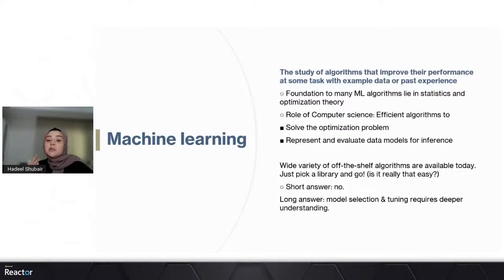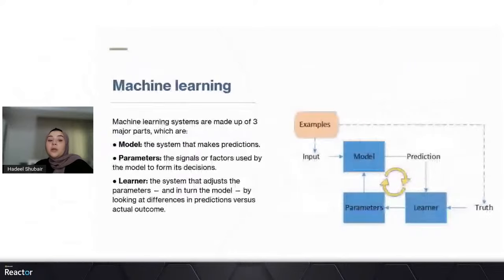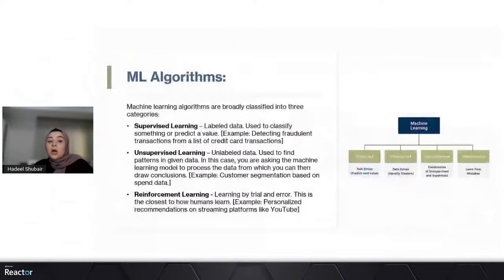Machine learning is the study of algorithms that improve their performance at some task with example data or past experience. It is a foundation to many machine learning algorithms, as it lies in statistics. Machine learning systems are made up of three main parts, and those are the model, the parameters, and the learners. Keep this in mind because I want to show you how you can classify these machine learning algorithms. They can basically be classified into three categories. We have supervised learning, unsupervised, and reinforcement learning.